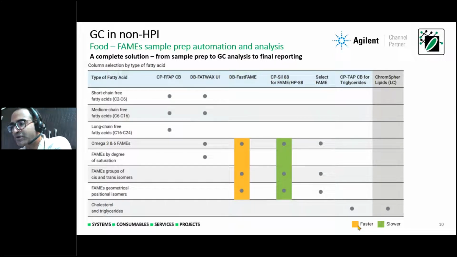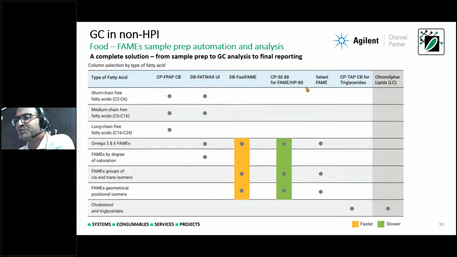And not only the column choices, but you actually can see that the speed of the analysis also can be played with. We actually can look at the speed of the analysis as well. If one wants to do the faster analysis, we have this fast FAMEs column that is available, and that will allow you to do analysis much faster. If one is not worried about the analysis speed as such, the time that it takes for the separation, but if one is very keen about the separation of the cis-trans isomers that you might have in your FAMEs, then we have these different column options as well.